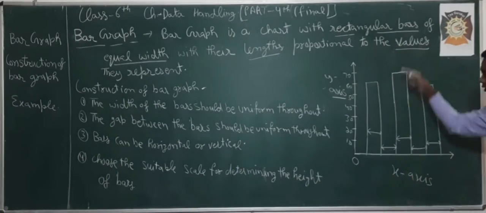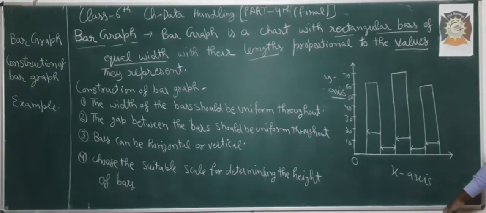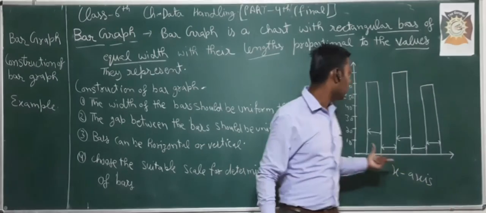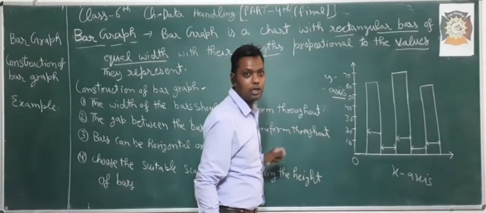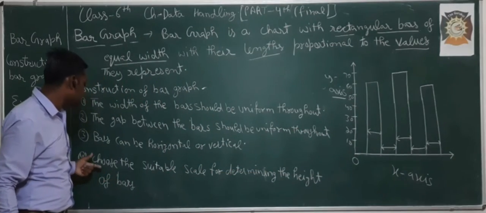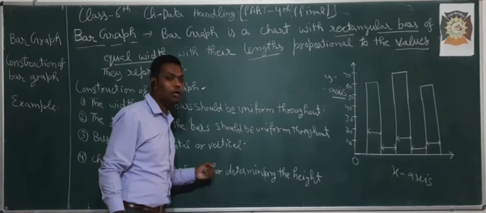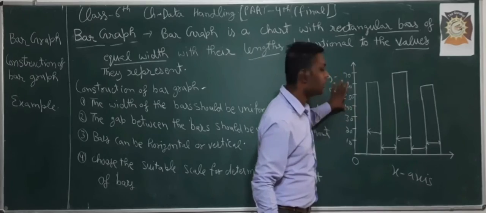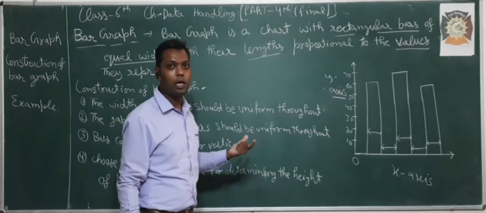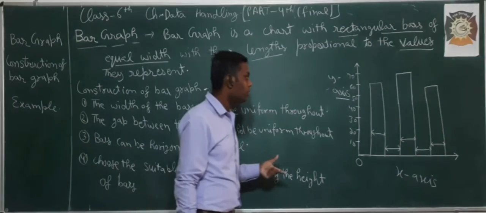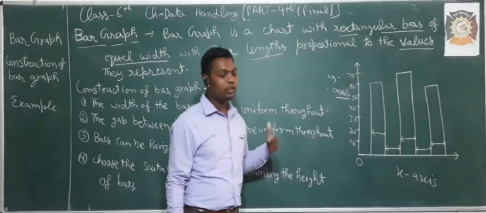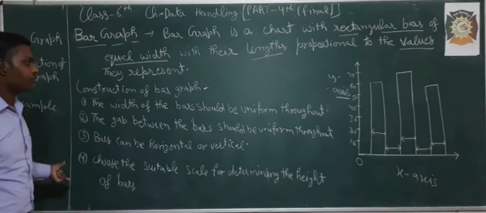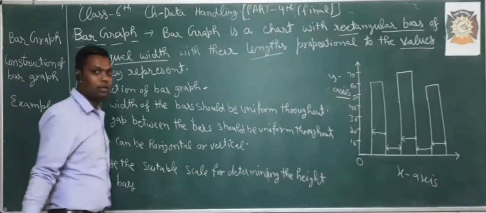As you see, all these bars are vertical. We may represent the bars horizontally also. Afterwards we will show the picture of horizontal bars. And the last rule is to choose a suitable scale to represent the height of the bars. For the height of the bars, we have to choose a suitable scale, so that the bar graph looks easy to see and easy to read. Now, we draw the horizontal graph.